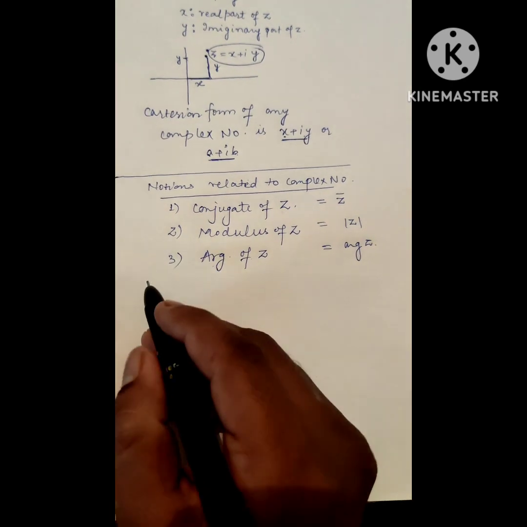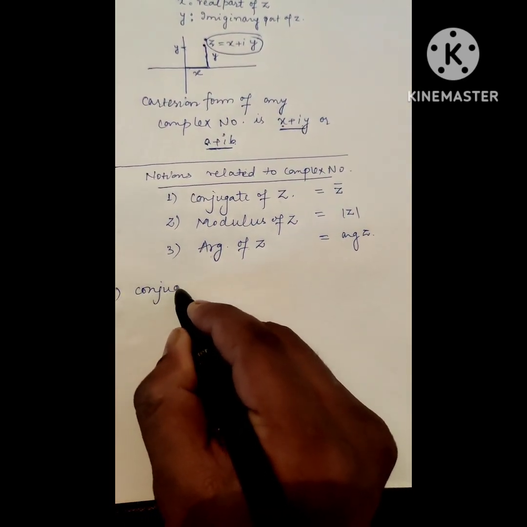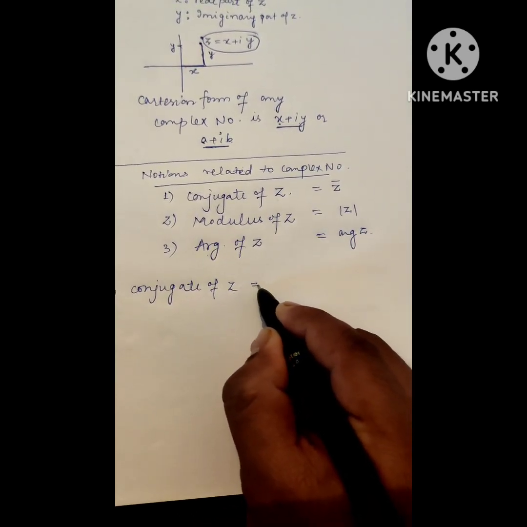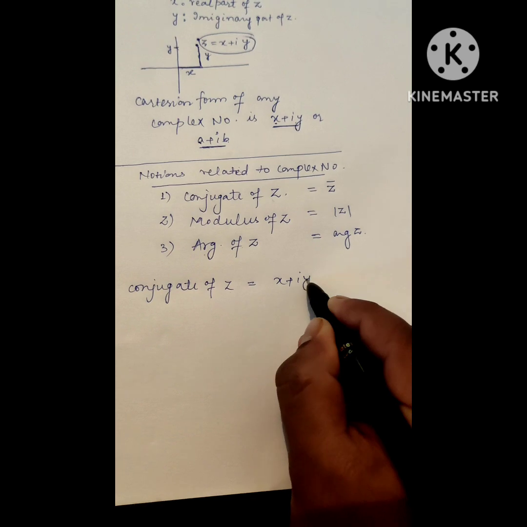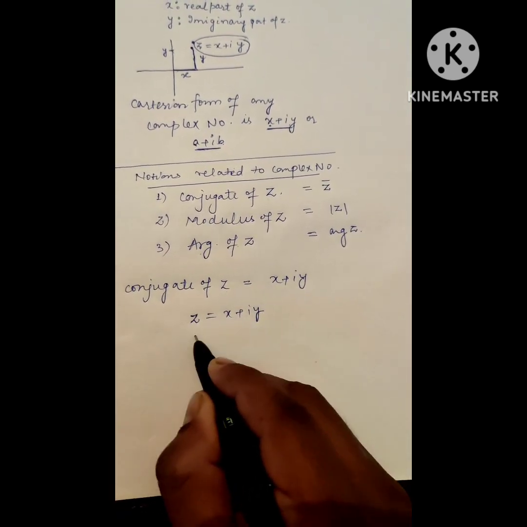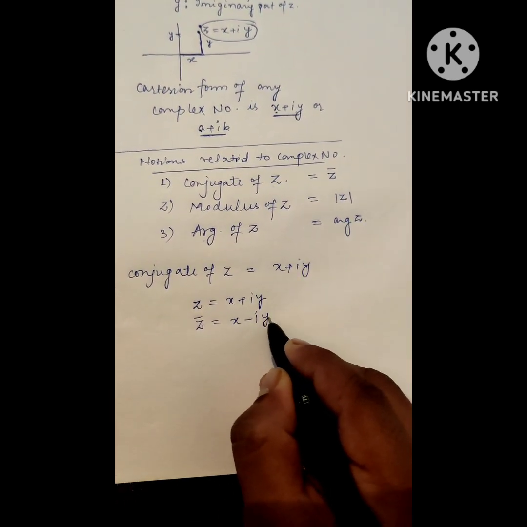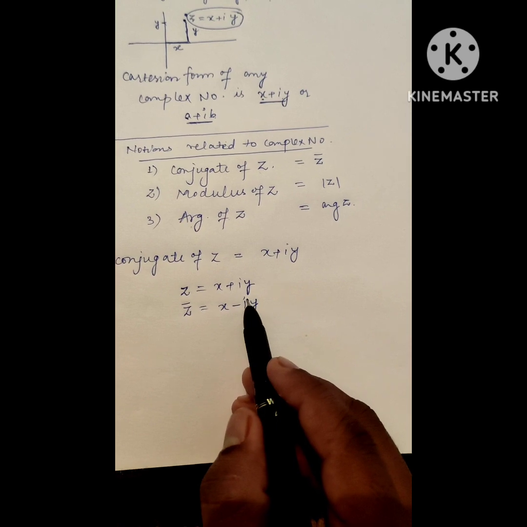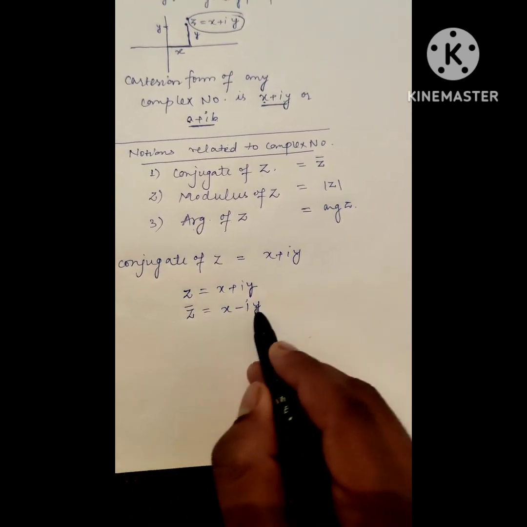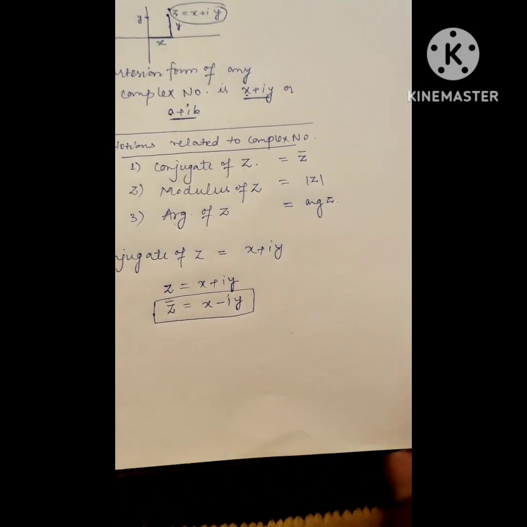Now what are these terms? First, conjugate of any complex number Z. If we write Z equal to x plus iy, then the conjugate of Z is x minus i times y. Means we have to change the sign of the imaginary part, means iota. So we get the conjugate of Z.